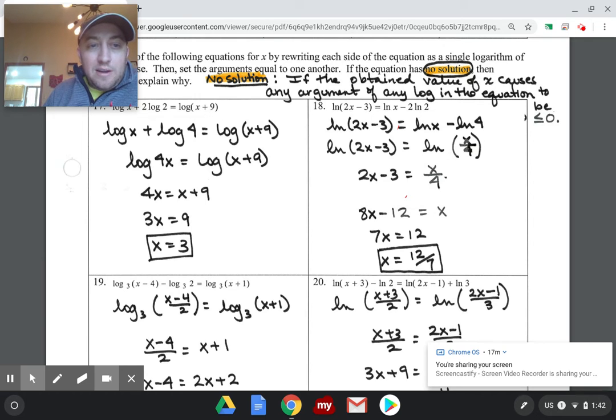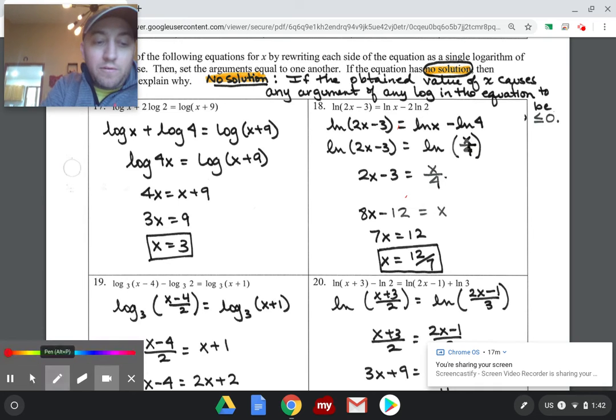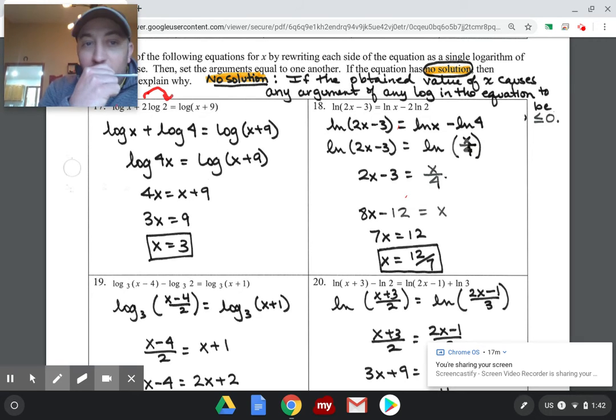So number 17 here. The goal is to rewrite both sides of your equation with the same logarithm. So I'm condensing logarithms. The first thing I would need to do is bring this 2 back on the inside. So I'd end up with 2 squared, which is 4, log of x plus log of 4. I would need to take my two arguments and multiply. So I get log of 4x. That's a single logarithm.